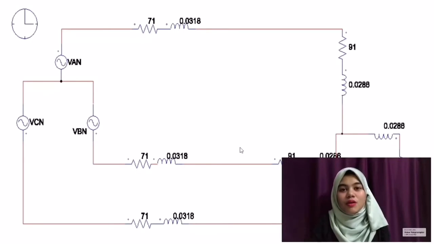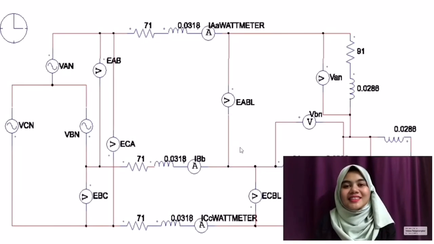The value of VAN, VBN, VCN, transmission impedance, and load impedance is in the correct value. The frequency is set at 50 Hz, same as electric supply application handbook. This is a complete circuit of Y-connected generator and load. The current and voltage probe is placed exactly same as shown in this figure.